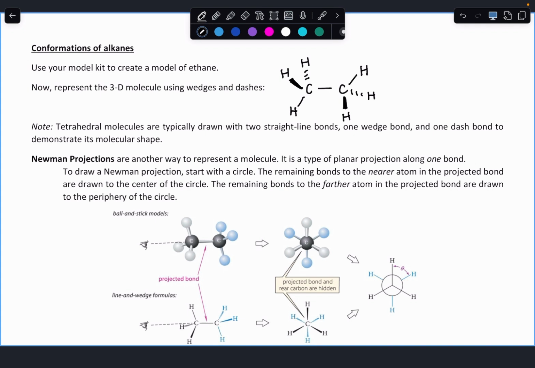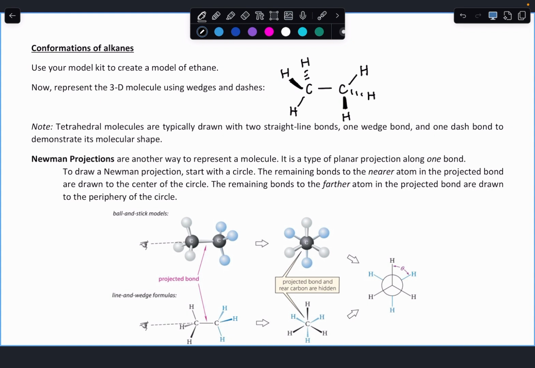We can draw this as wedges and dashes. This is another way. So remember that single bonds can rotate. Hopefully that was covered in Gen Chem. So these are constantly rotating actually. Like in reality, they're just constantly rotating.